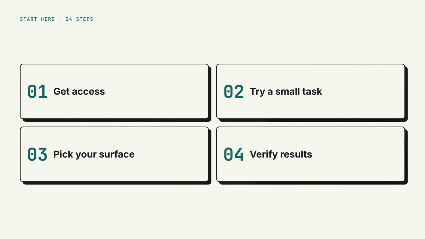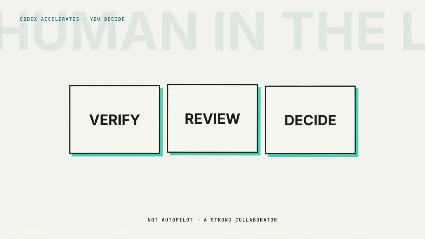First, get access through your ChatGPT plan. Second, try one short task in the ChatGPT app so you can see the agent behavior clearly. Third, install the IDE or CLI based on how you naturally work. And finally, keep the human in the loop mindset. Let Codex accelerate the work, but still verify, review, and decide. If you want to go deeper, the Codex Workshop is designed to help you build exactly that habit. That is where Codex becomes genuinely useful, not as an autopilot, but as a strong collaborator inside a workflow that you still own.